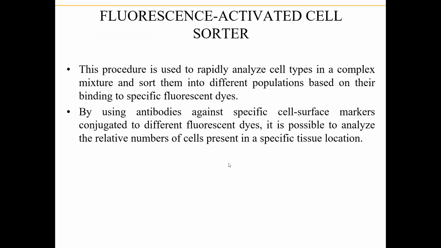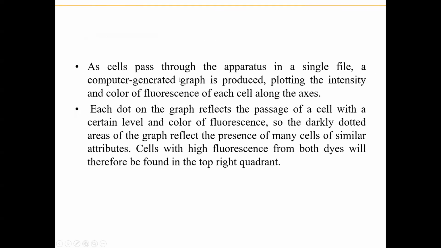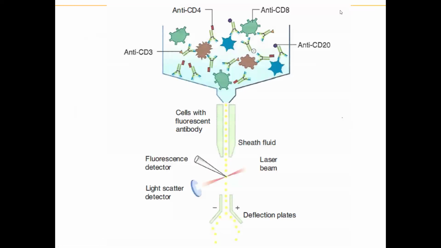Further, as cells pass through the apparatus in a single file, a computer-generated graph is produced. So that's how. You can see known cell surface markers with anti-CD8, anti-CD4, anti-CD3. We produce a known antibody and allow it to scatter. Then one cell at a time is allowed to pass. Cells with fluorescent antibody are caught. Then a fluorescent detector with the laser beam quantifies it.